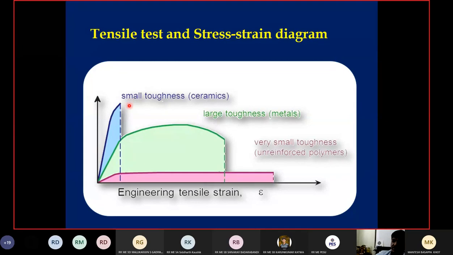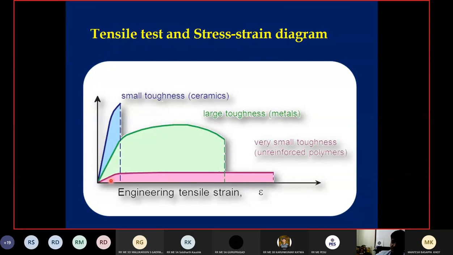Now you have the graphs for three various materials. You can see here, this is ceramic. The blue one is for the ceramic, the green one is for the metal, and this is for the unreinforced polymers. If I subject those three specimens to uniaxial tension and measure stress versus strain, you get a graph of this kind, and you can easily make out the deformation for this.